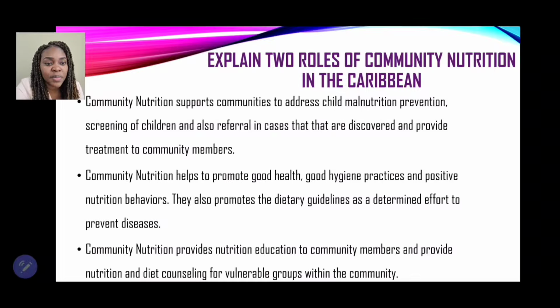You see how many roles I gave you guys? So if the question says to state the importance of community nutrition, now you know the roles and the importance can be used interchangeably. So why is it important? It is important because they try to prevent malnutrition of the community members, and also to promote what? Good health and hygiene. And I know you can get many more from this response that we have here.